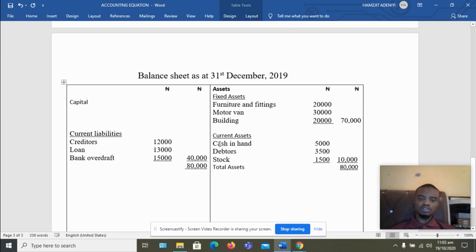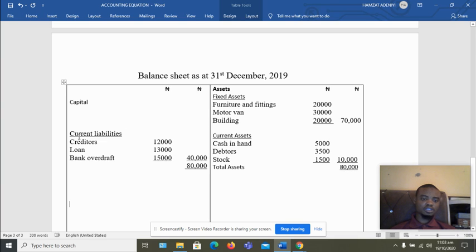So we move to the current assets. We have cash in hand as a current asset. We have debtors as a current asset. We have stock also as a current asset. Add everything together, it gives us 10,000 naira. So if you add the value of fixed assets to current assets, it gives us 80,000 naira.